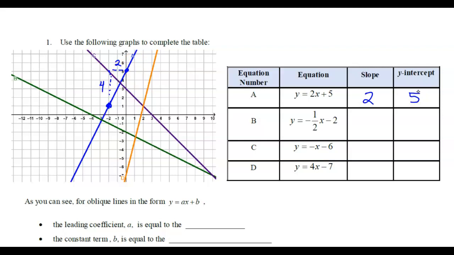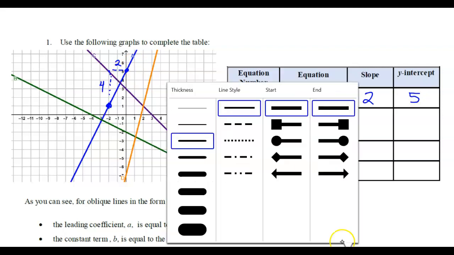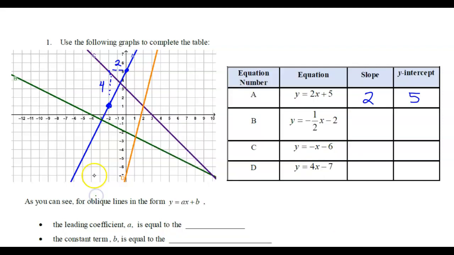Okay. B is the green one. So x-intercept is nice there. So is the y-intercept. So I'm going to use that to draw my triangle. So -2, so down 2 to the right 4. So when we do that, remember you reduce it. That's -1/2.